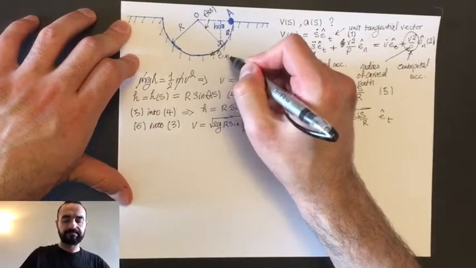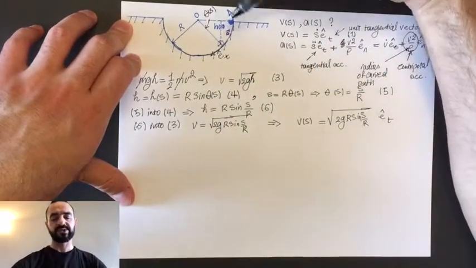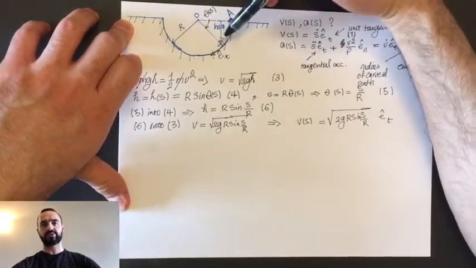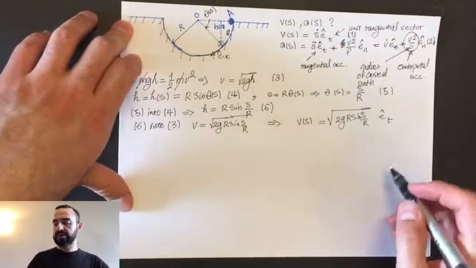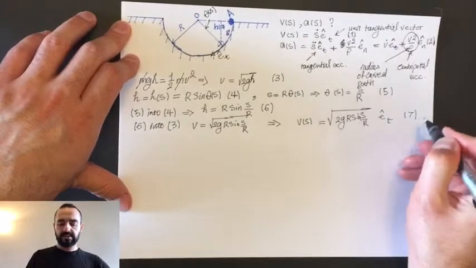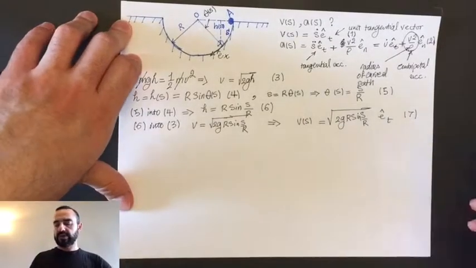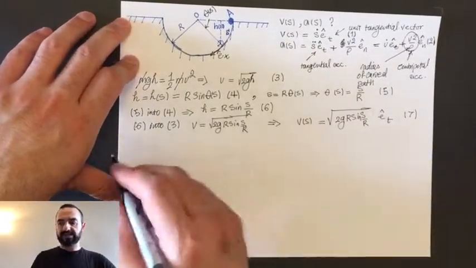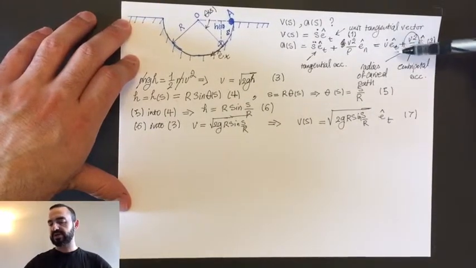e hat t. There is no motion in this direction because the motion is constrained with your path. All right. So we've got the velocity, equation 7. Now we are looking for acceleration. Acceleration, as we said, is v dot e hat t and v squared over rho e hat n.